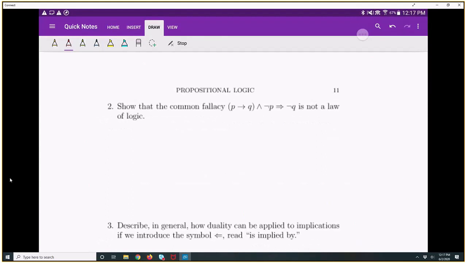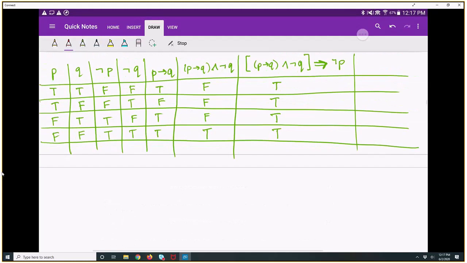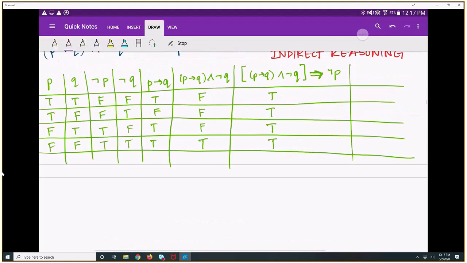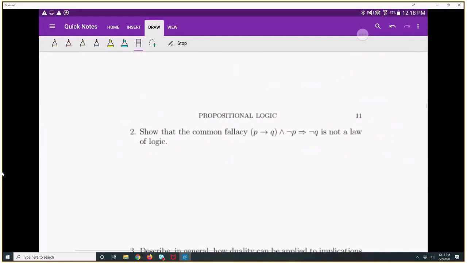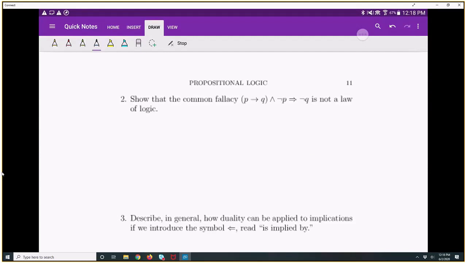Now, show that the common fallacy P implies Q and not P implies not Q is not a law. So going back to the previous example, we had P implies Q and not Q implies not P. So the next problem is telling us that if we switch these two, if I put not P here and not Q there, then it's no longer a law of logic. Let's see that. So I already have the truth table above for P implies Q. Let's see P implies Q and not P.